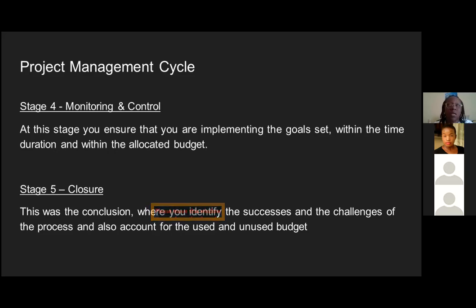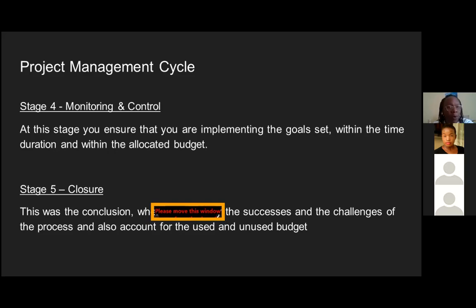What if it rains? What if the fire goes up? What is all that? So we budget for it on time. And then at the last stage, there's closure. So this is the conclusion where you identify the successes and the challenges and the processes, and then also account for the used and the unused budget.